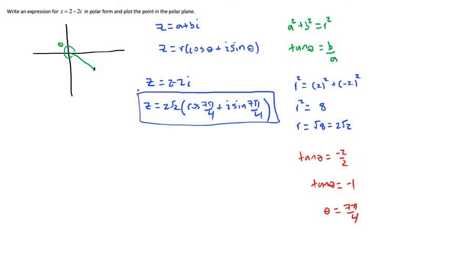Now, I know the question doesn't ask this, but let's convert everything back. What is the cosine of 7 pi over 4? I know the cosine of 7 pi over 4 is rad 2 over 2, and the sine of 7 pi over 4 is negative rad 2 over 2. Notice what happens when we multiply these together: 2 radical 2 times radical 2 over 2 just equals 2. And here it just equals negative 2, but with that i.